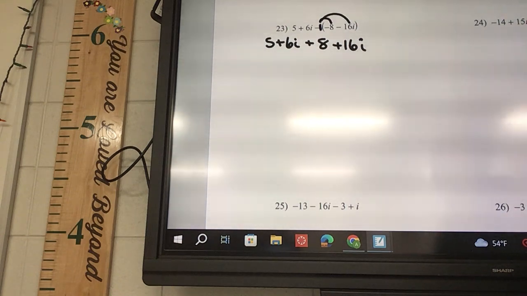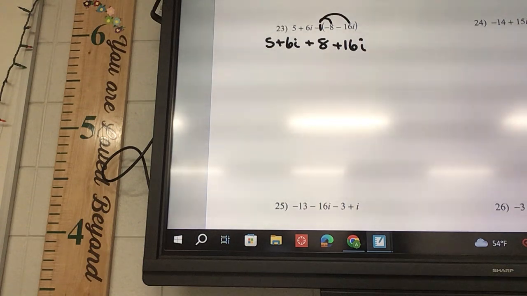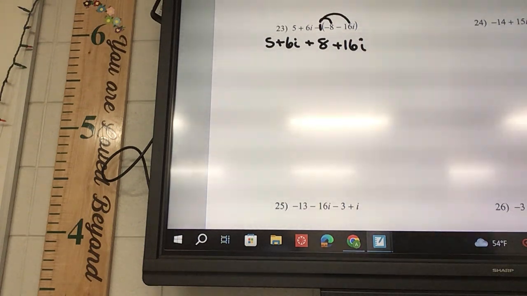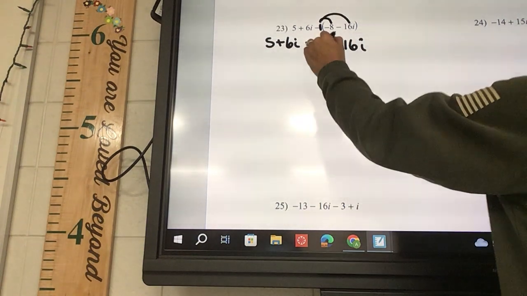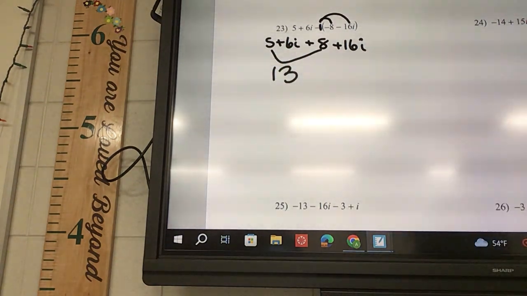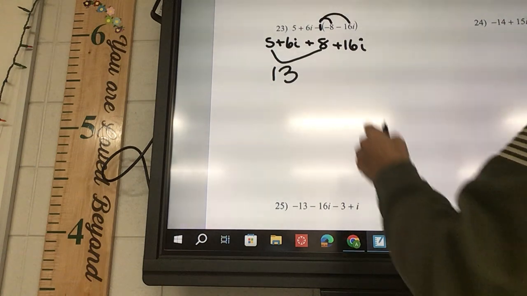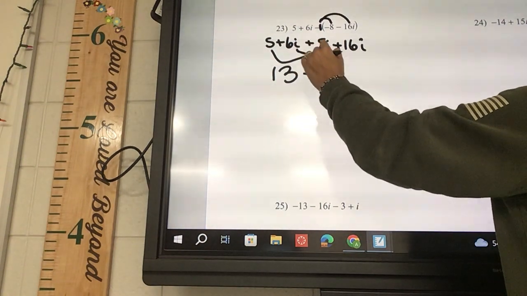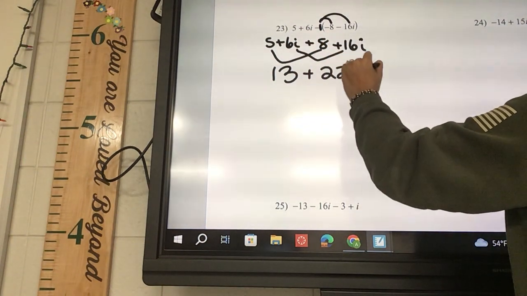Now I look at this and say, well, what can I put together? When you think about it, the 8 and the 5 can go together to give me a 13. And the i's can go together, the 6 and the 16, to give me a 22i.